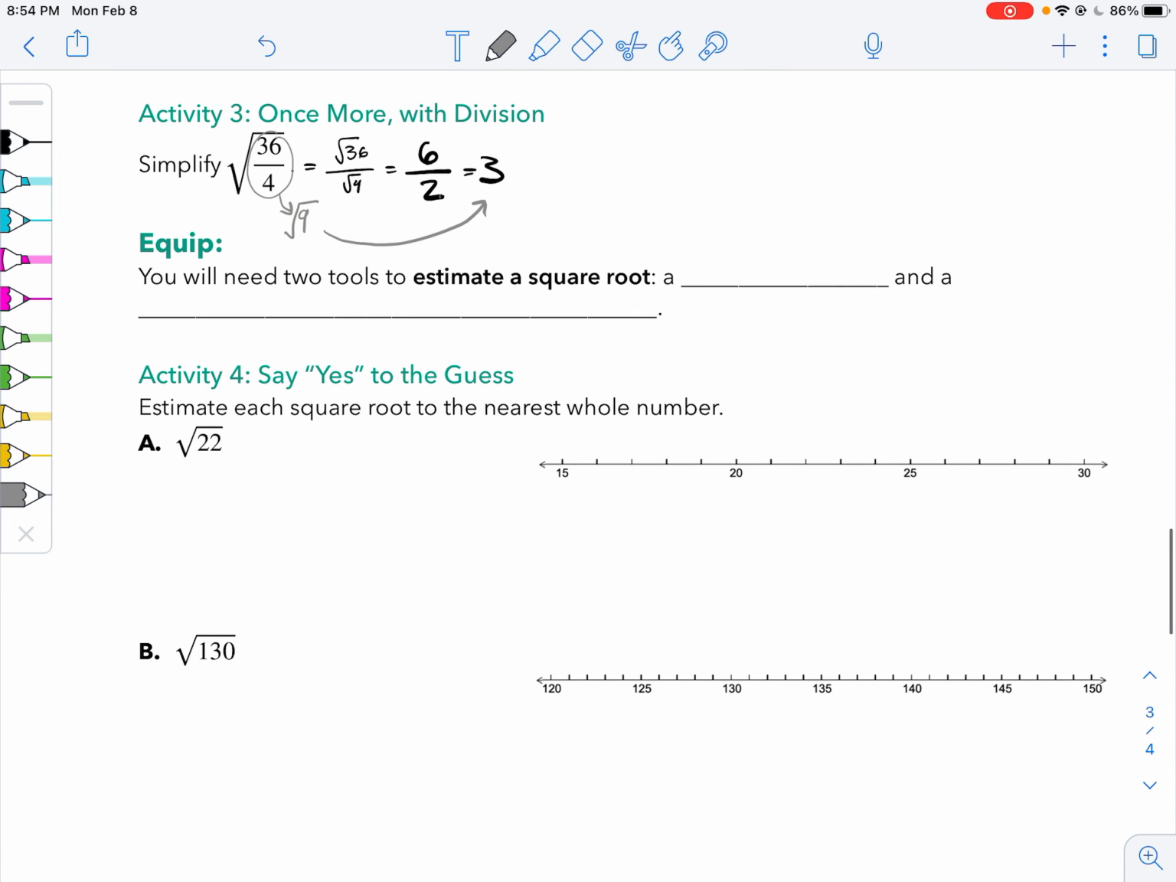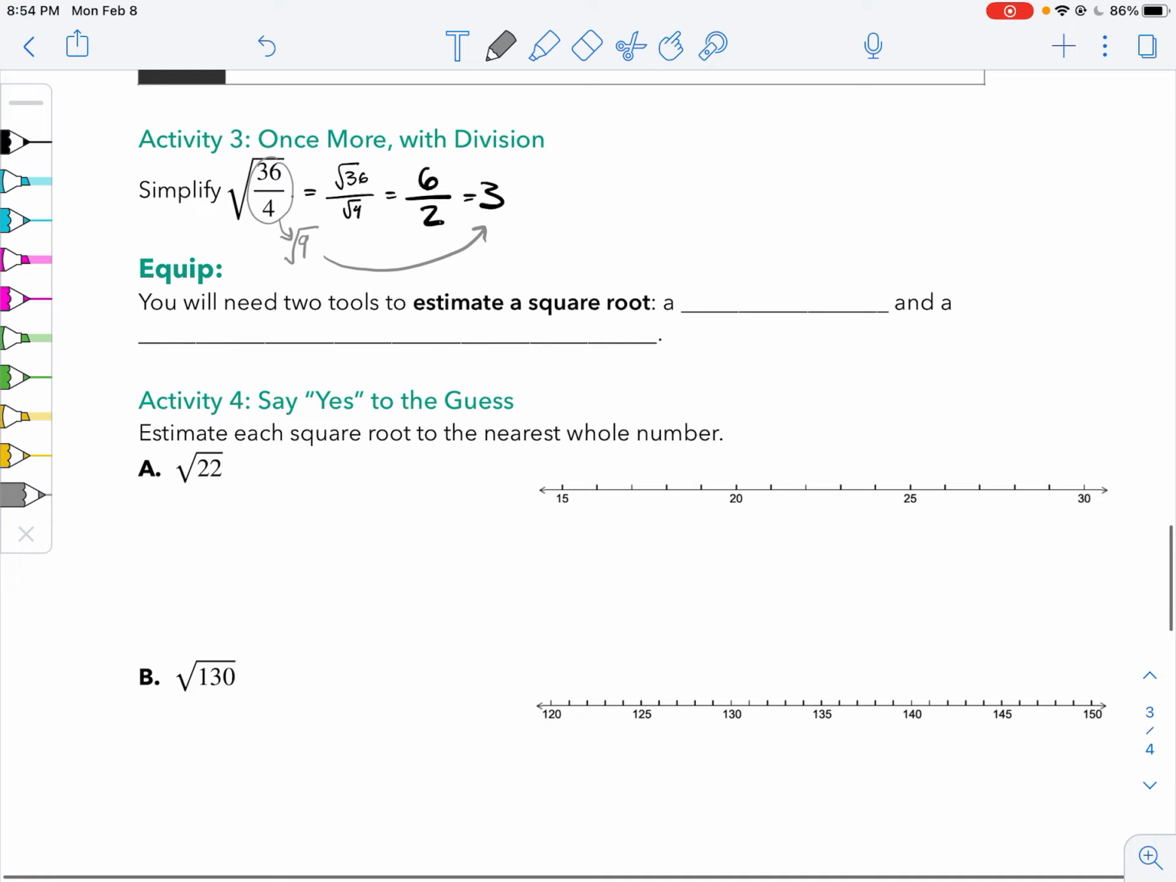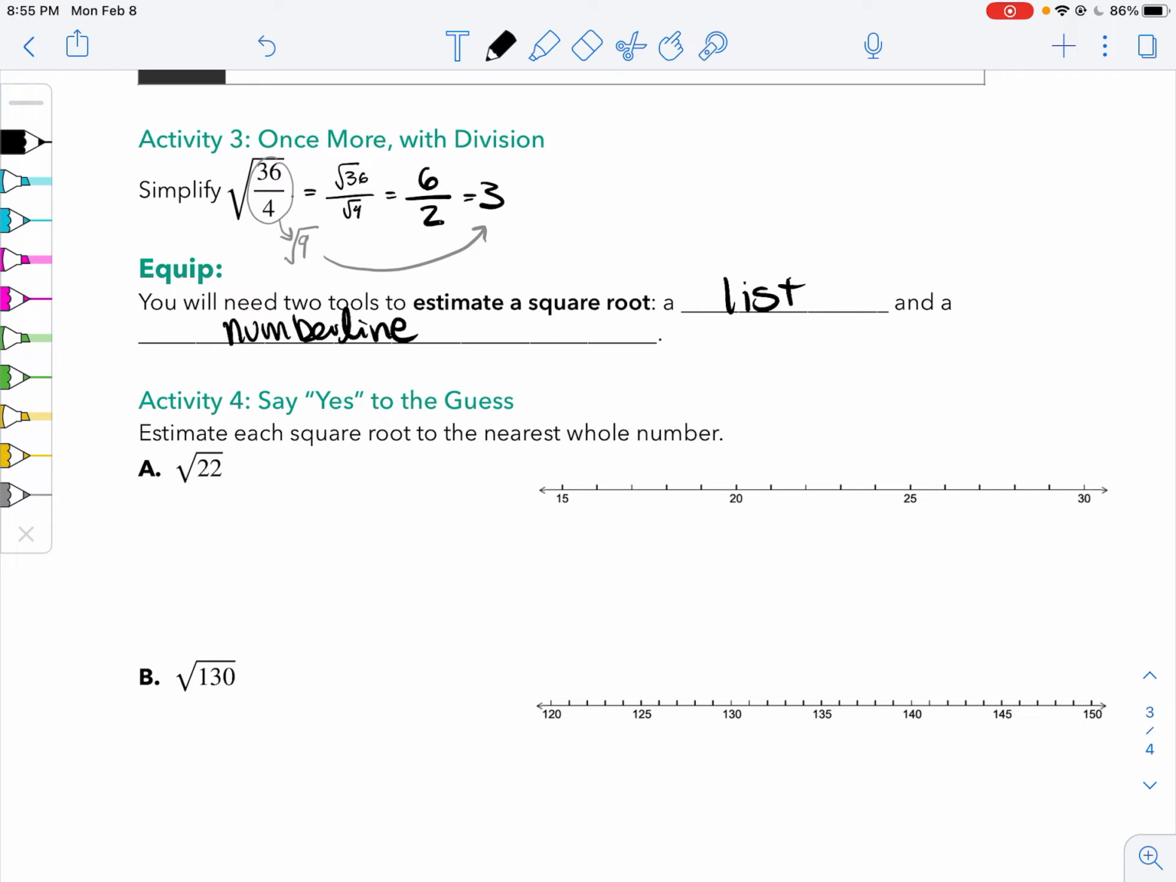Okay, anyway. So let's say you have a gross number and it doesn't work out to something really nice like 3, and you just need to estimate it. Well, there are two tools you need to estimate a square root. One, your brain. I'm just kidding. One, a list, and then also a number line. But what list do you need? You need a list of perfect squares.